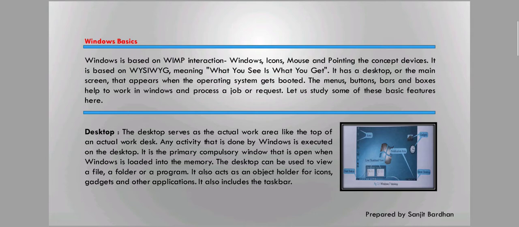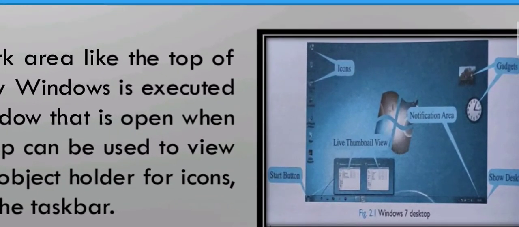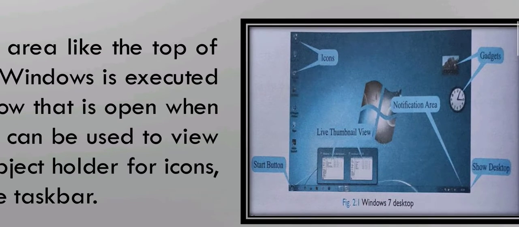The next part is the desktop. We all know that desktop means when we switch on the computer, the first screen that arrives in front of us. This is called the desktop. Desktop serves as the actual work area, like the top of an actual work desk. Here you can see the image of the desktop. Here you can see the start button, show desktop, and notification area. There are icons and gadgets like clock and calendar. These are the main features of a desktop.